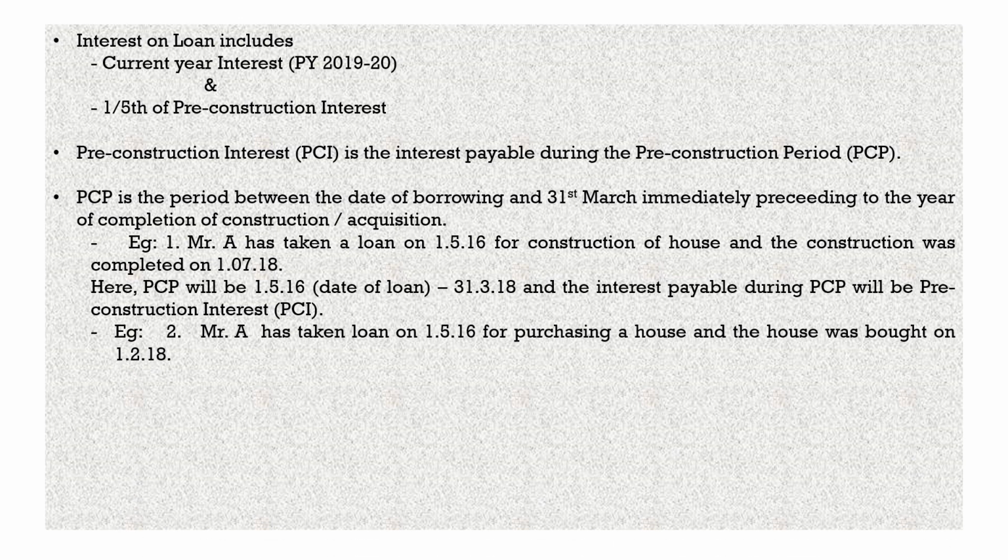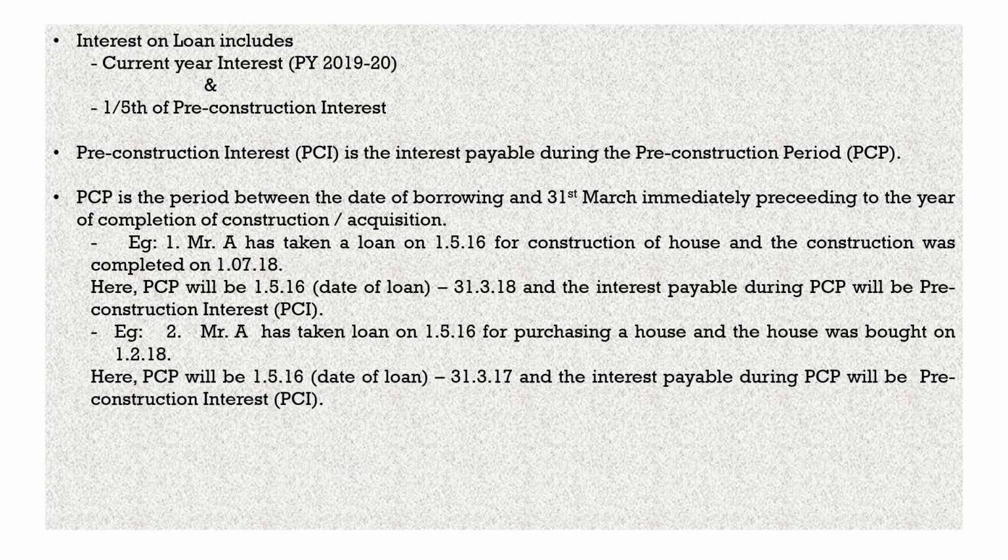Another example, Mr. A has taken a loan on 1/5/16 and the house was bought on 1/2/18. Here the PCP will be 1/5/16, that is the date of loan, to 31/3/17, that is 31st March immediately preceding the year of acquisition of the new house. And the interest payable during the PCP will be the pre-construction interest.